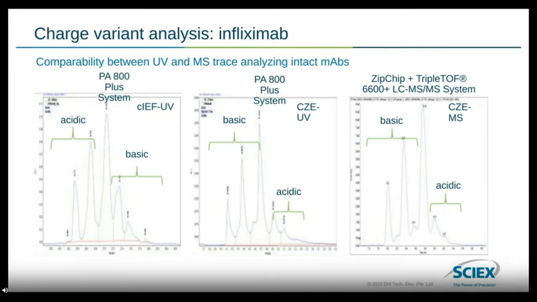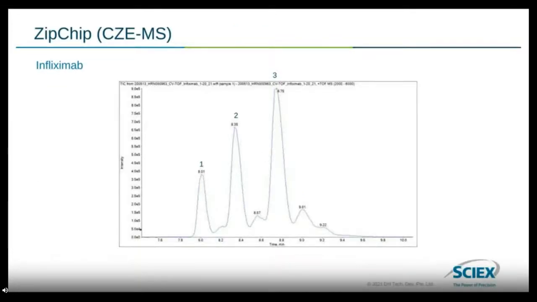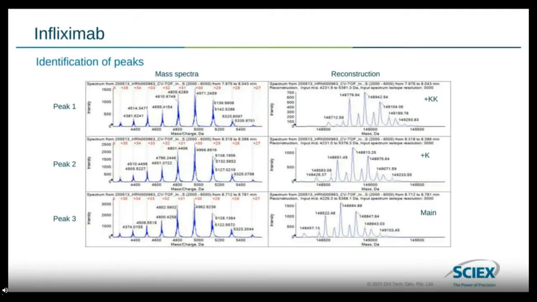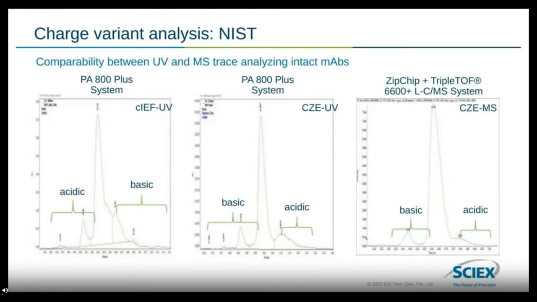Now let's look at this in more detail. So we have three main peaks for infliximab, and we're going to look at what these variants actually are. So we look at our ZipChip profile. Peak 1 is a double lysine variant, peak 2 is a single lysine variant, and peak 3 is the main peak. And you can see by the change in the mass.